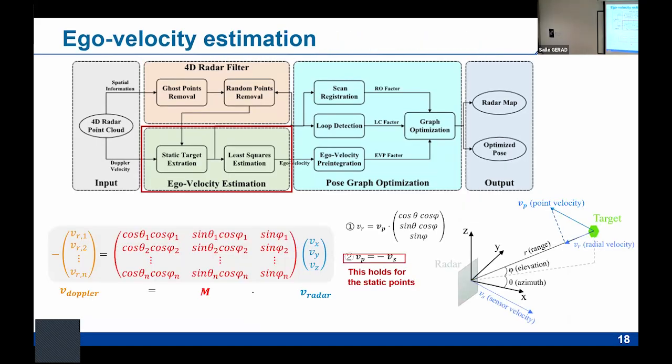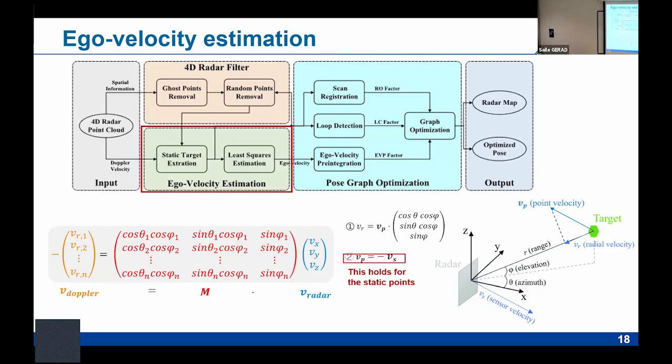And then for the ego velocity estimation, we can do this. For a target point, suppose this point has a velocity of V_p. If this point is static, then your sensor velocity will be exactly the opposite. Using this, you can write out an equation. Basically, your radial Doppler velocity is equal to m times the V radar.